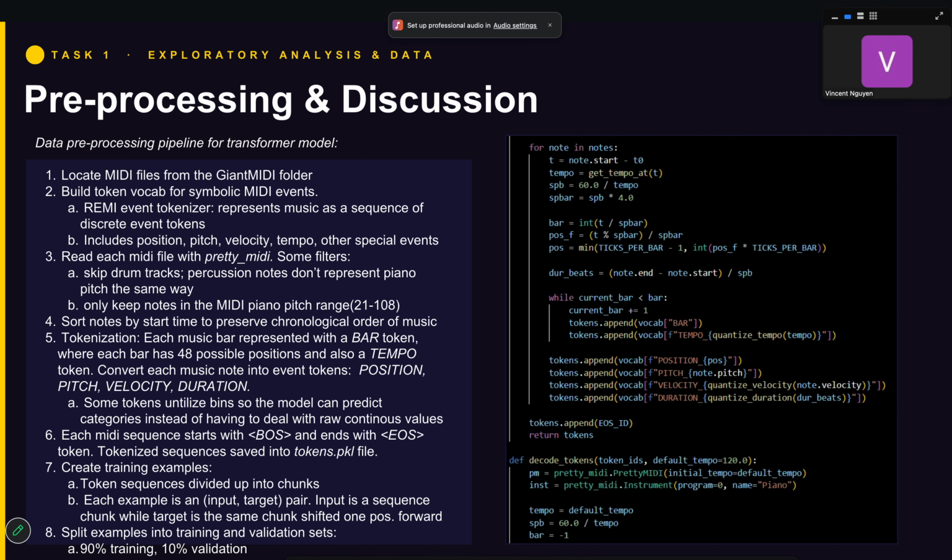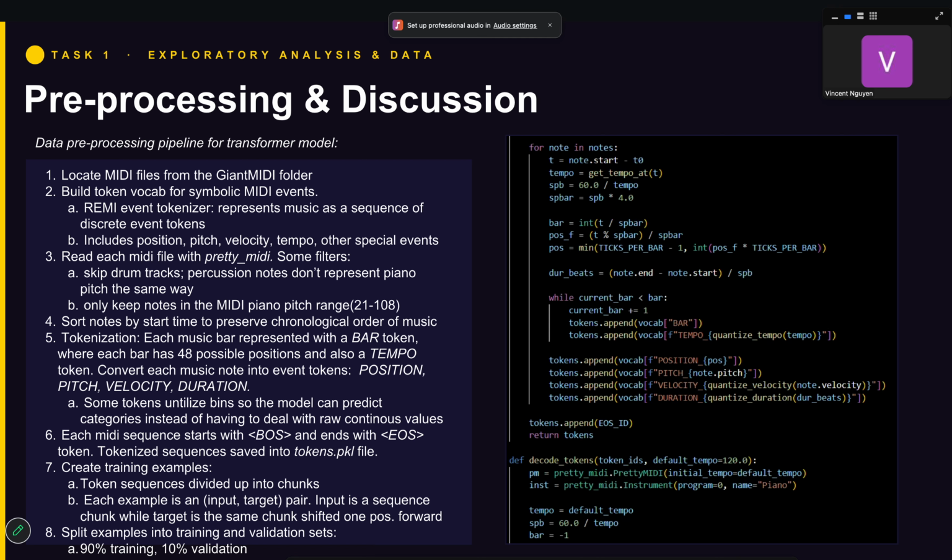This slide goes over the data preprocessing pipeline. The first step is to locate the MIDI files. After that, we build the token vocab for symbolic MIDI events. In this case, we're using a REMI style event tokenizer. Basically, we represent music as a sequence of discrete event tokens, including position, pitch, velocity, tempo, and other special event tokens.